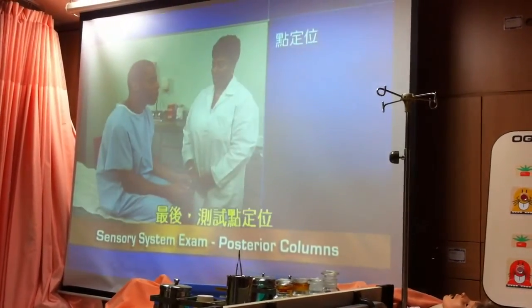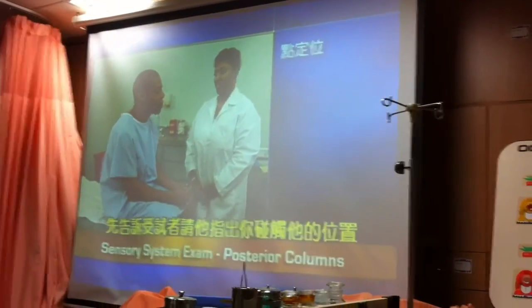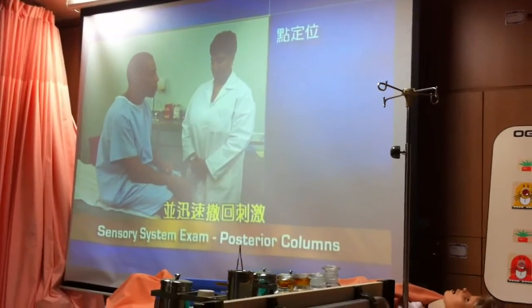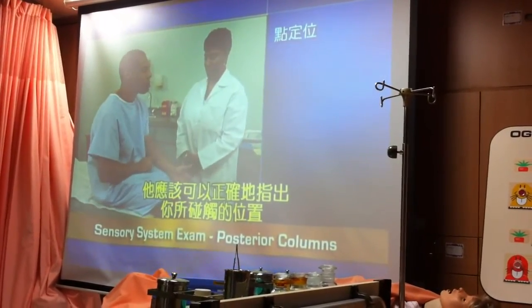Finally, test point location. Tell the person to touch the same spot you touch. Then touch his skin and withdraw the stimulus promptly. He should be able to point to the touched location accurately.